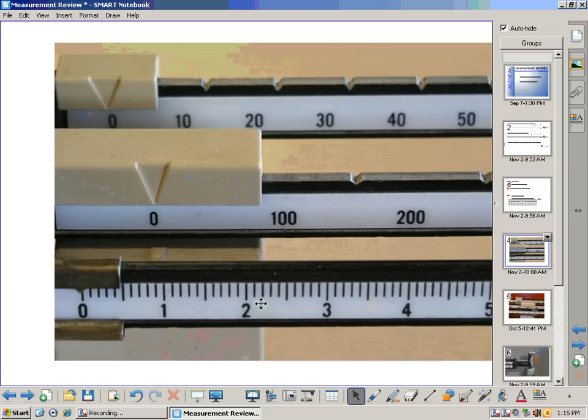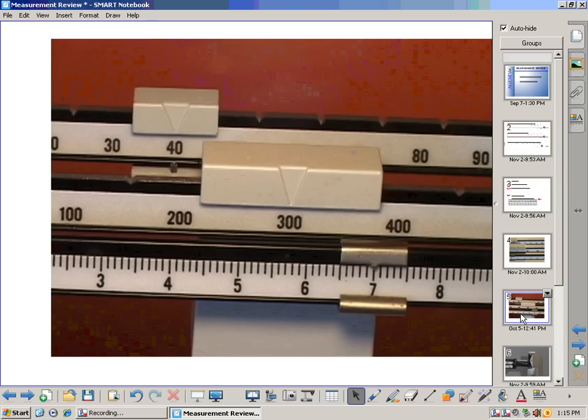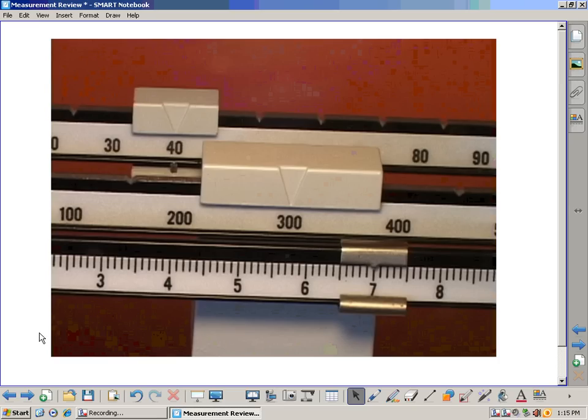Once we add an object to the pan, any object having mass is not going to be equal to 0, and so our balance pointer will no longer be pointing at the 0. And we will move the riders over until our balance is level again and the pointer is pointing at the 0.